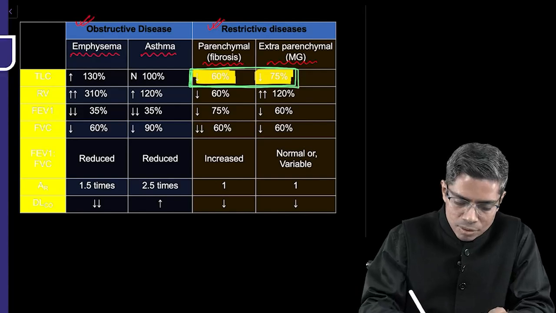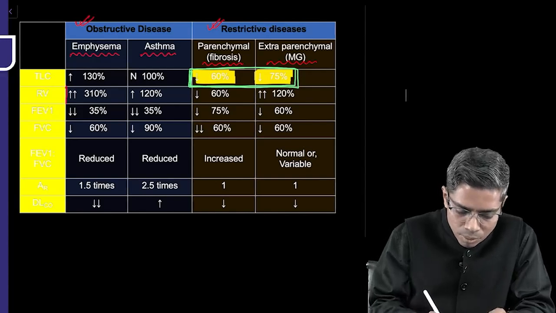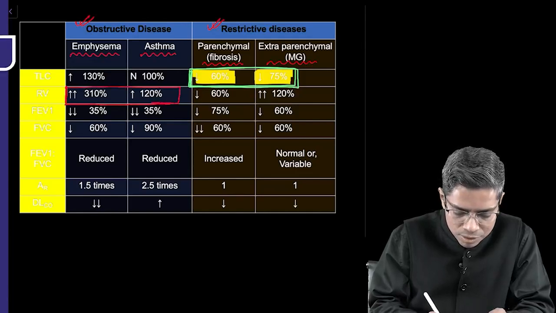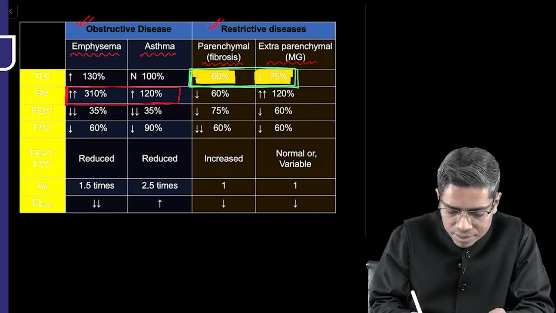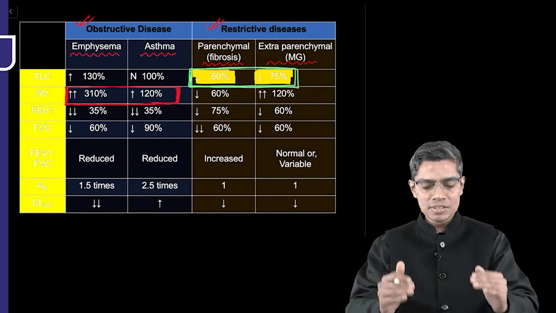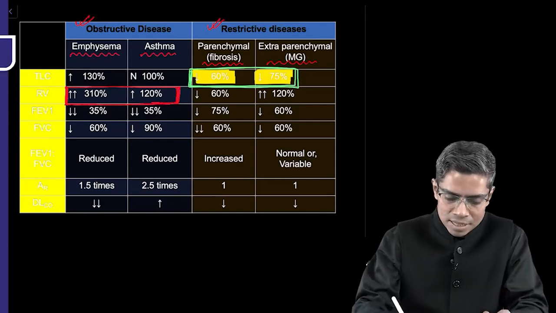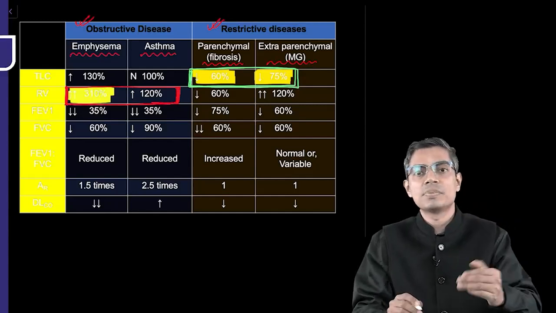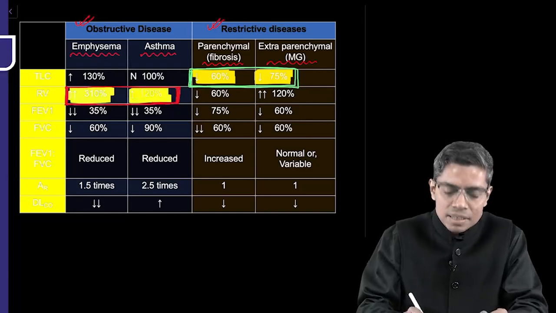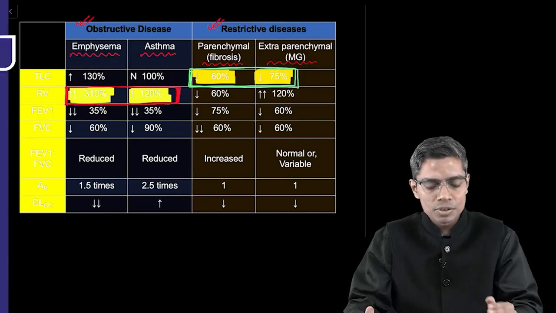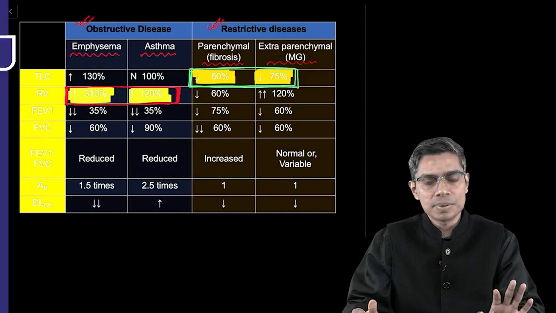Then you look at the residual volume. Residual volume always will be higher in case of obstructive disease. So this is also important. This is a diagnostic feature, right? That in case of obstructive disease, residual volume has to be increased. So in case of emphysema, it has increased to 310% of the 100% original, and in case of asthma, little higher, that is 120% of the normal, right? So if normal is 100%, then it is 120%.